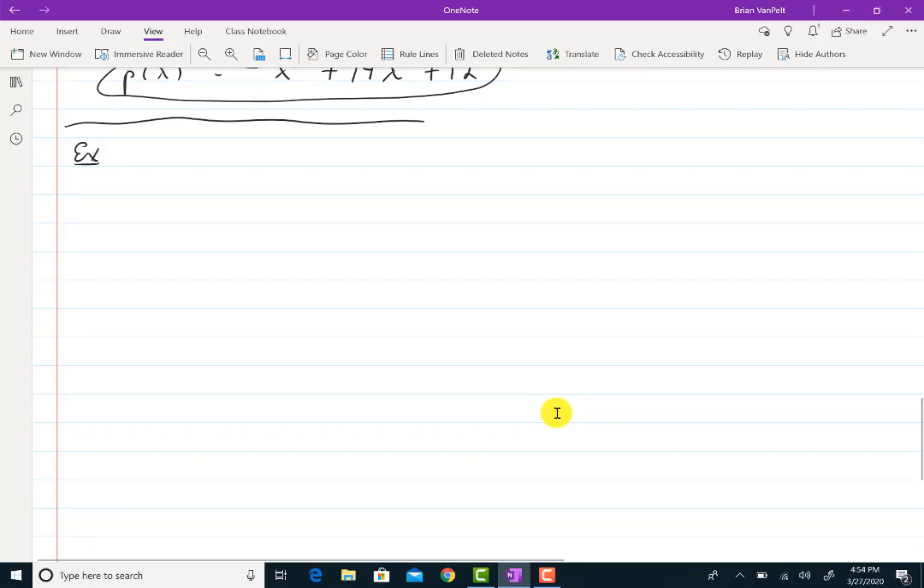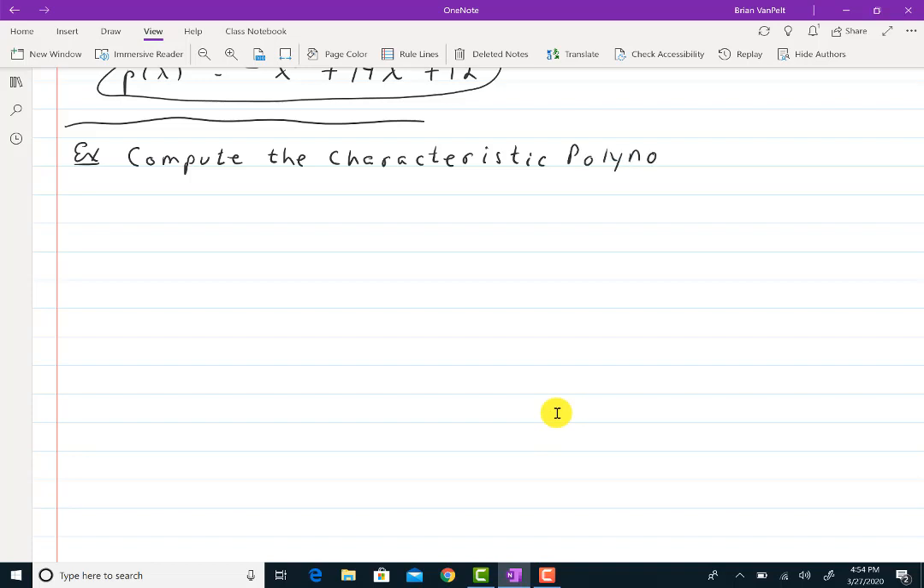For my next example, let's compute the characteristic polynomial, and this time we have another 3 by 3. It goes 5, negative 2, 3, 0, 1, 0, and 6, 7, negative 2.